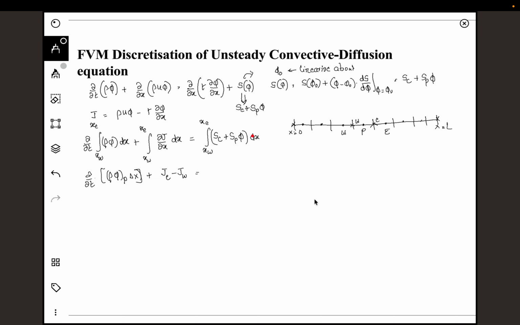And again, here we have SC times delta x. Just like before, for a linear function we can approximate it with the value at the cell center. So this entire term I'll denote with S bar times delta x, where S bar is basically SC plus SP times phi P. This is the value of S evaluated at the cell centroid. Now we have to do another integration with respect to time. For now, let's start with the steady part. We'll only solve for the steady part.